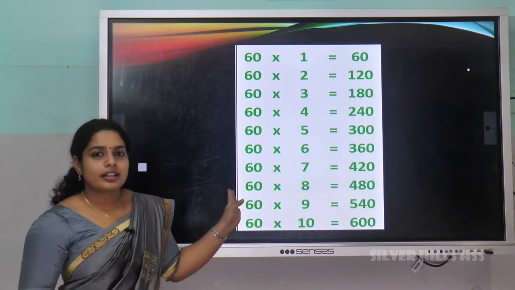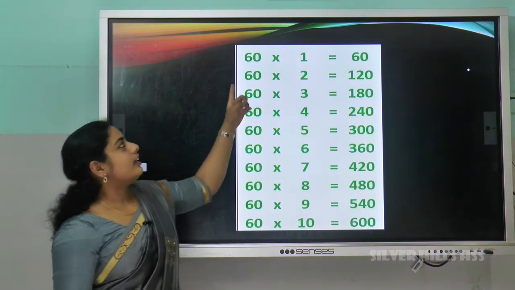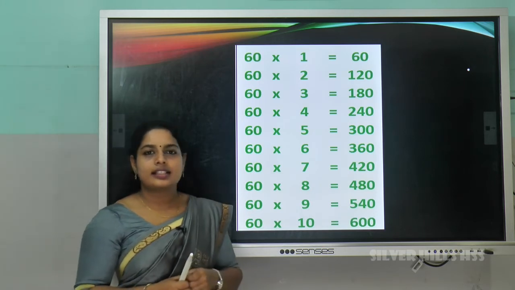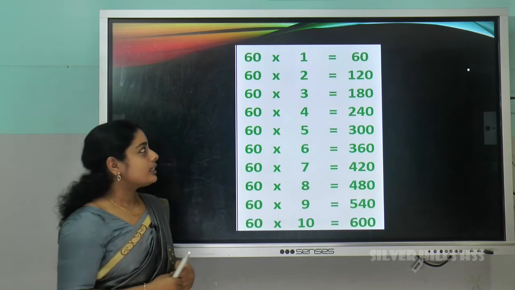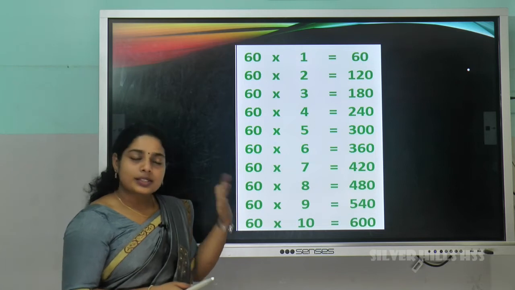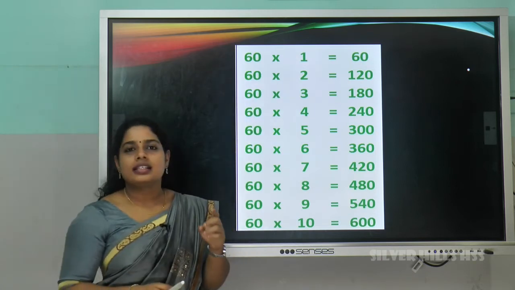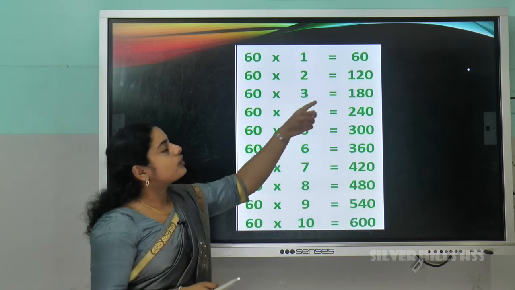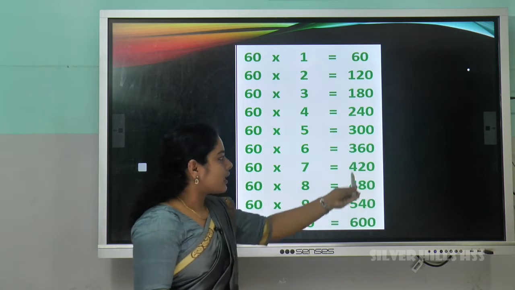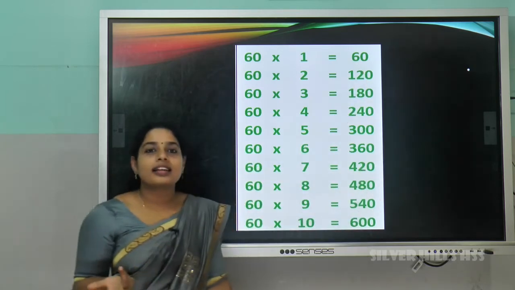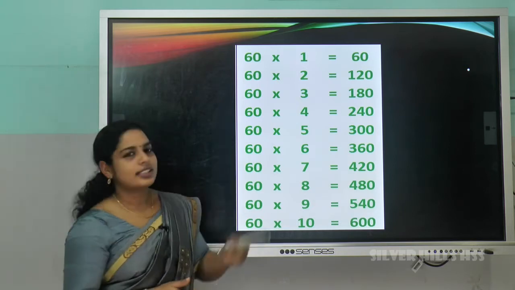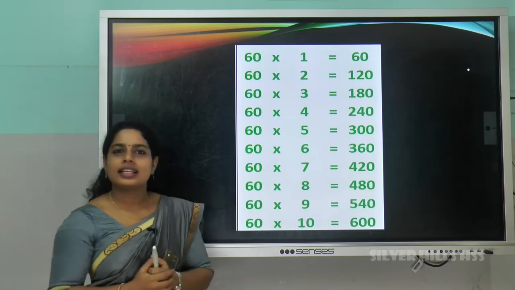There is an easy method to find this table. We all know the multiplication table of 6, isn't it? We have studied it in 3rd standard. 6 ones are 6, 6 twos are 12, we know. So, 60 into 1 will be 60, 60 into 2 will be 120. If we write the multiplication table of 6 and add a 0 to the right side, you will get the table of 60. That is the easy method. So, 60 into 1 is 60, 60 into 2 is 120, like that.